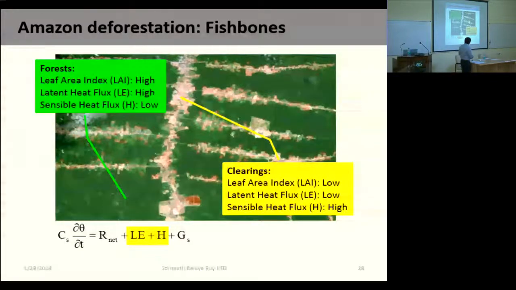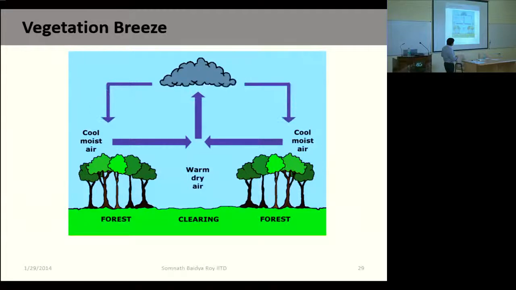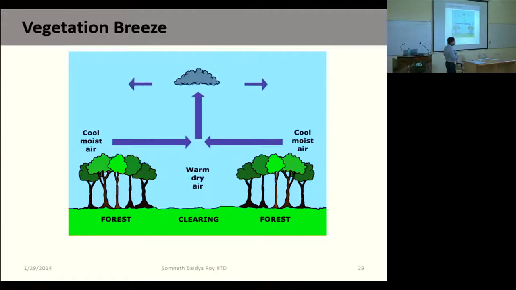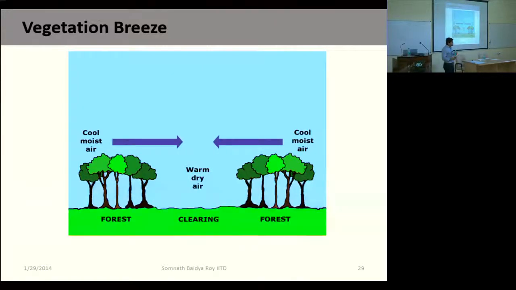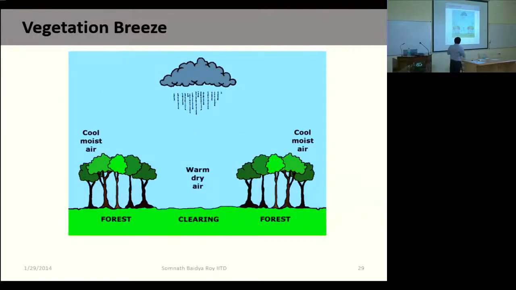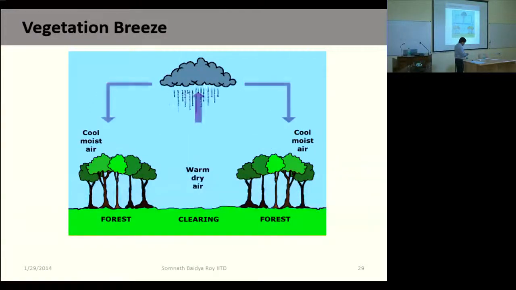What we were expecting is that you have warm, dry air over the clearings and cool, moist air over the forests. Warm air is lighter and cold air is heavier, so there is a horizontal pressure gradient. In response, you will have what is called a vegetation breeze, which is very similar to sea breezes. And you will have shallow cumulus clouds and precipitation only during the dry season, not during the wet season.